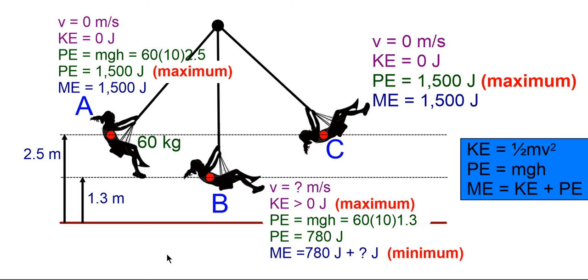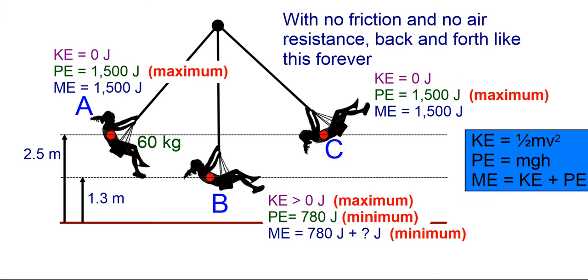Now at the bottom, it's a little more sketchy here, because again, I'm not going to calculate the velocity, but we know kinetic energy is at its maximum. But we're not at the bottom, are we? So we still have some height. So PE is actually 60 times 10 times that 1.3, isn't it? So she still has some potential energy. It turned out she has 780.